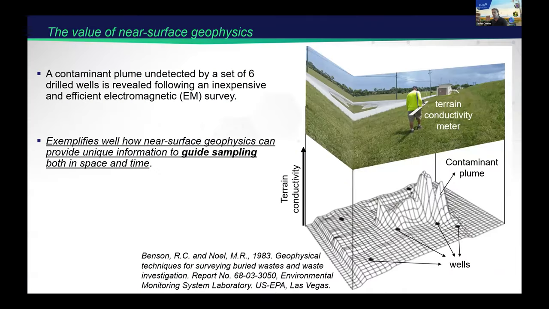Just to show quickly, this is a classic paper from 40 years ago. They were showing how a contaminant plume was undetected, first of all, by a set of hydrological wells that are shown in black here. And then, in contrast, a terrain conductivity electromagnetic survey was able to identify this contaminant plume. It almost seems made on purpose, that the wells completely missed that contaminant plume, right?